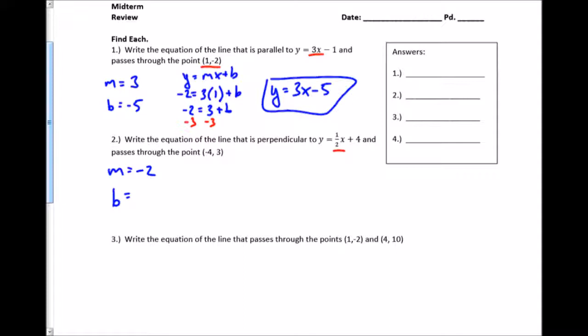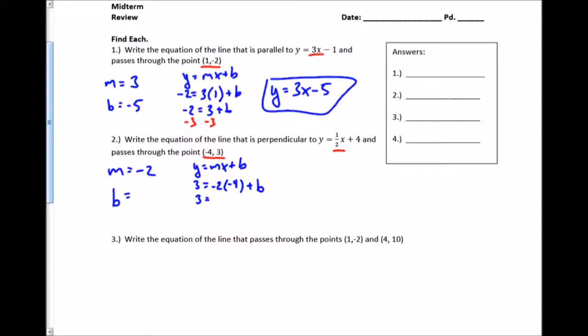And then I still do the same thing. I fresh y equals mx plus b, plugging in what I know. I know the slope. I know the x and the y value, because once again I'm given an ordered pair here, so I plug in the negative 4 and the positive 3. That's going to give me a 3 equals a positive 8.